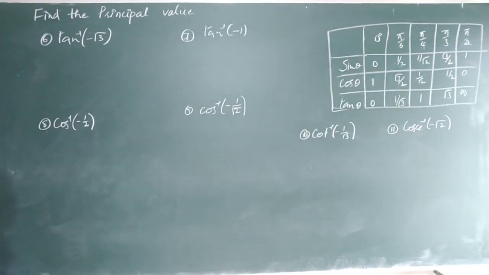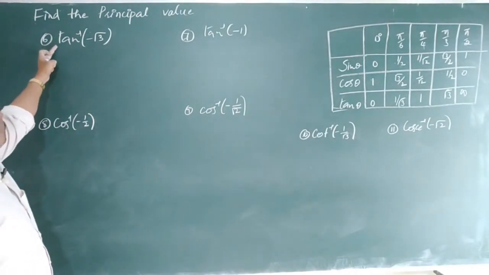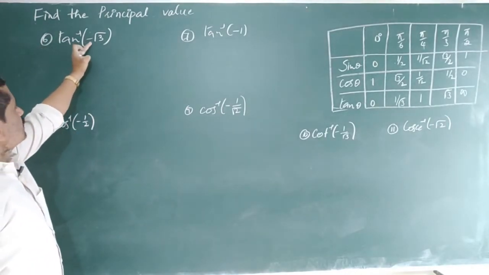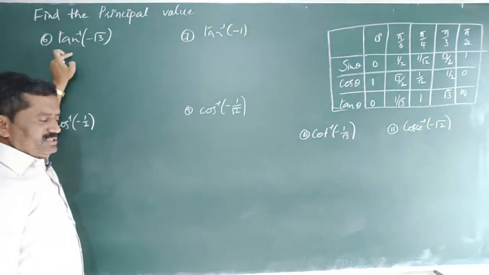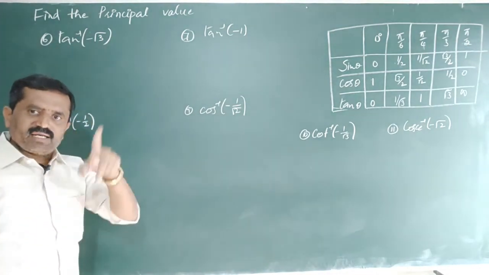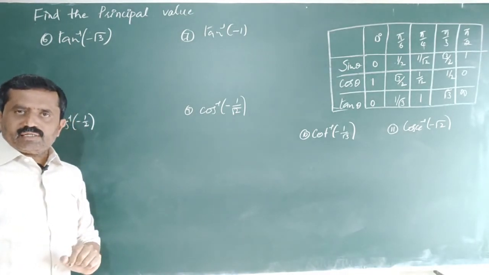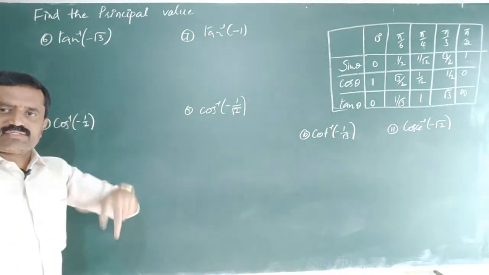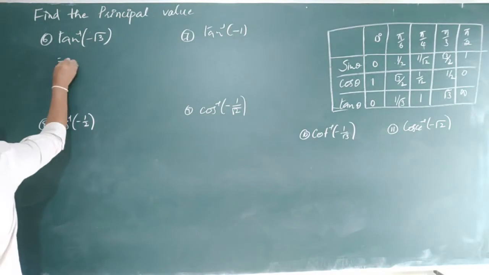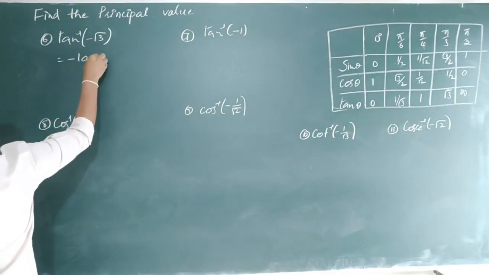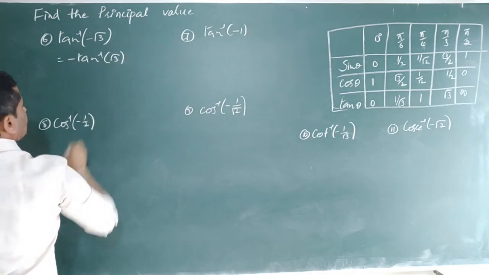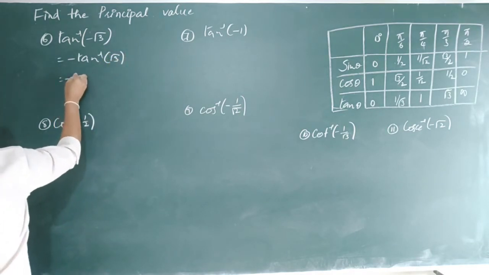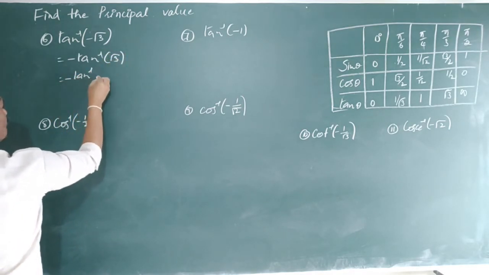So next we have, find the principal value of tan inverse of minus root 3. Tan inverse of minus root 3. So now this is in the form of tan inverse of minus x. So we know that that can be done as minus tan inverse of x. Therefore, that is equals to minus tan inverse of root 3.